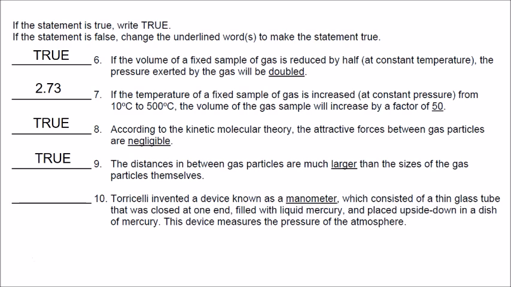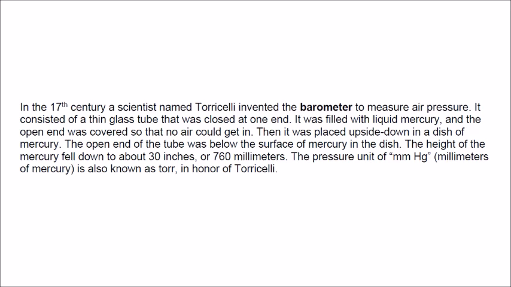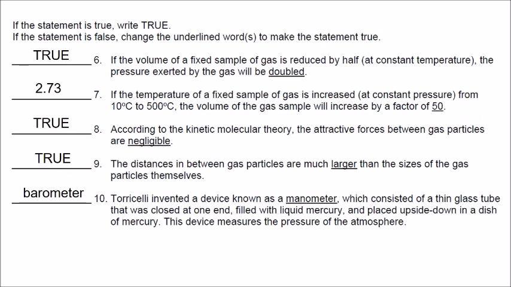Did Torricelli invent a device known as a manometer, which has to do with a tube filled with mercury and placed upside down? Well, in the 17th century, Torricelli invented the barometer, and we're describing its properties here. So we're going to change the underlined word from manometer to barometer. Now, what is a manometer? You're going to see an example of one coming up later on the practice quiz, so we'll take a look at that.